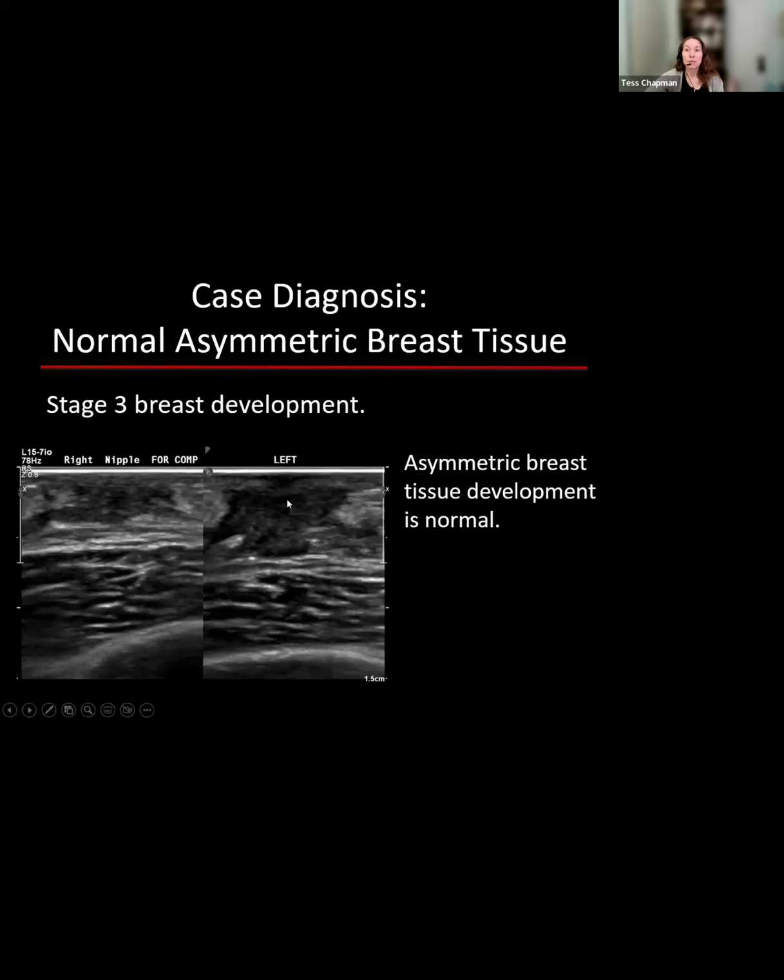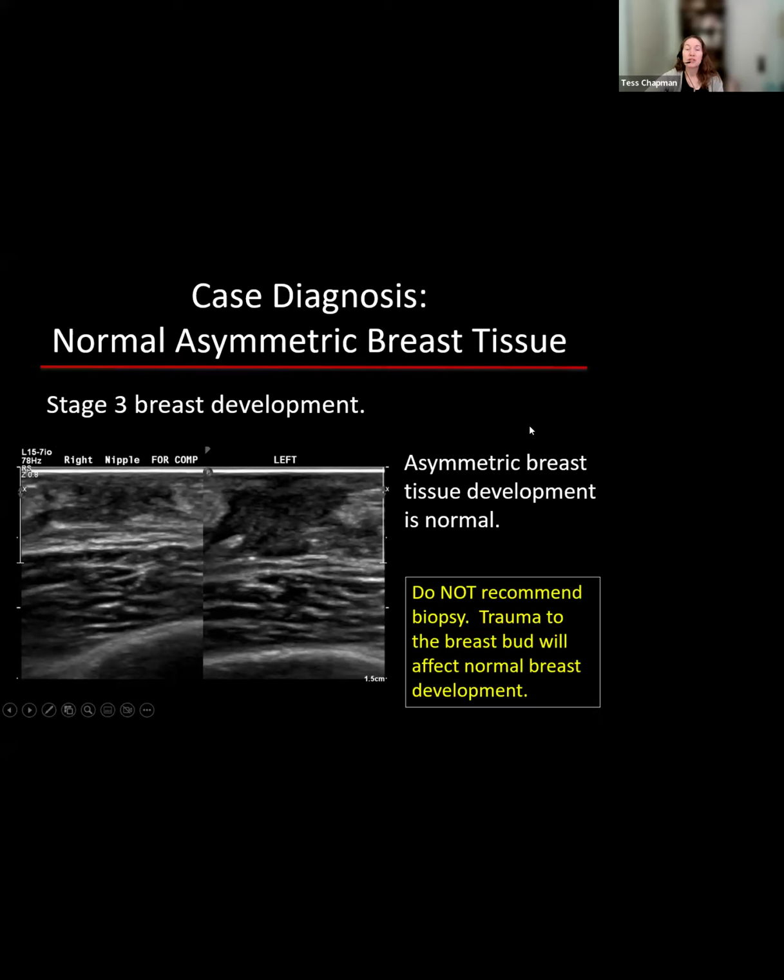So we see normal breast buds that are elongating with, again, those angular kind of spiculated margins. The left side, the symptomatic side, is larger than the right. And this case just points out that asymmetric breast tissue development is totally normal, nothing to worry about. And so you do not want to recommend biopsy in a case like this. Trauma to the breast bud will affect normal breast tissue development and create a cosmetic problem for that girl later in life. So don't touch this. This is totally normal.